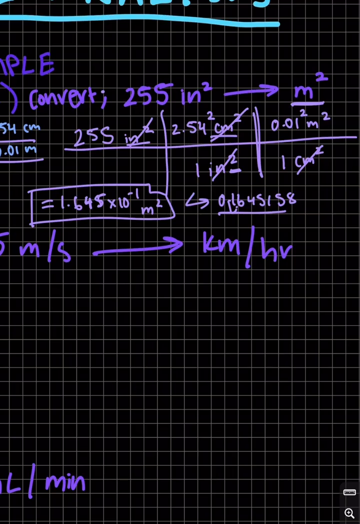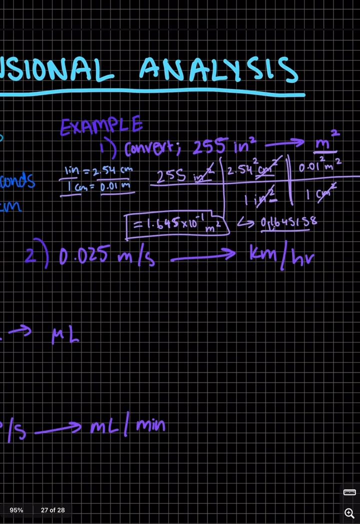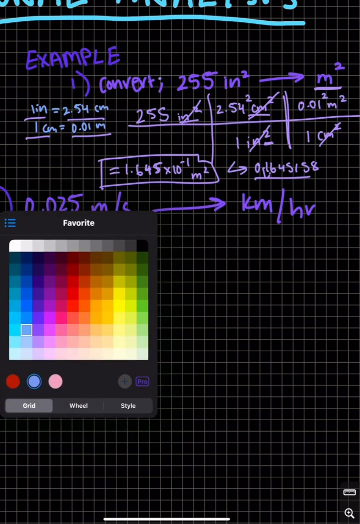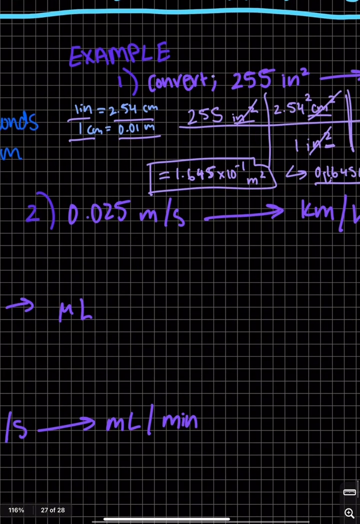Now, let's try one with multiple units in it. For this one, I have 0.025 meters per second, and I'm going to convert it into kilometers per hour. Again, I always want to write my conversions here on the side so it's easier for me. I know that 1 meter is 1,000 kilometers. And I know that 1 hour is 3,600 seconds.